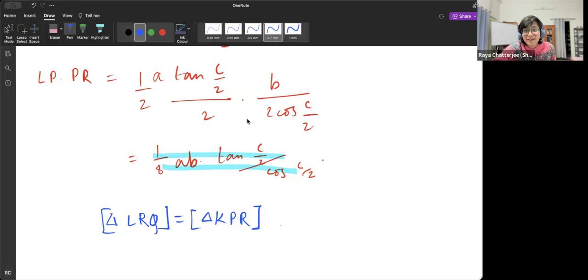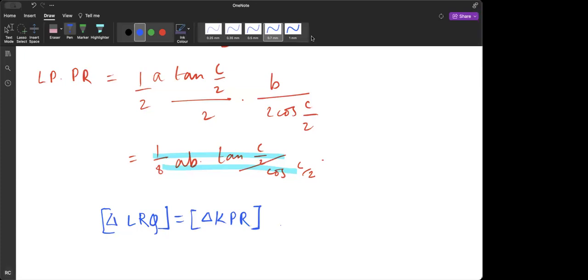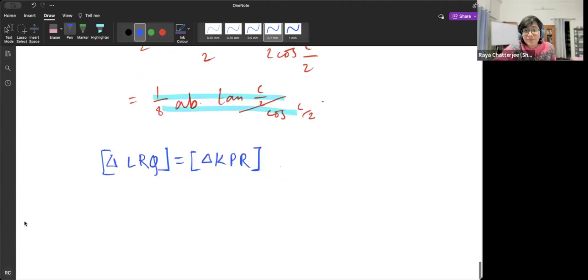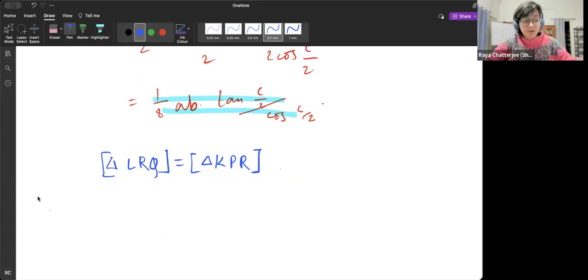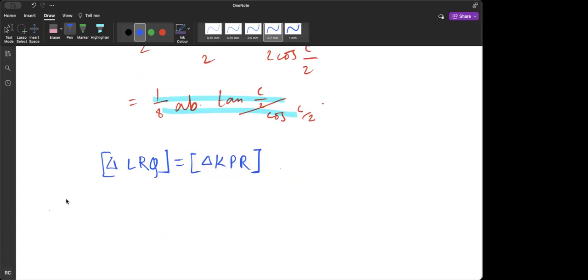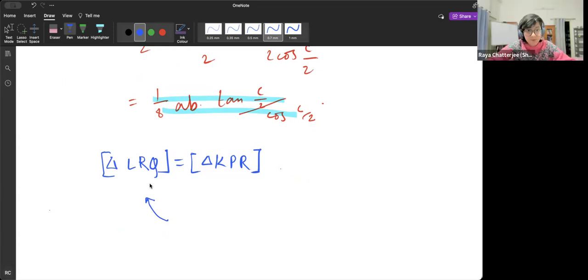It's just triangle PRQ, but yeah, it works, like in the last relation. You're supposed to write triangle LRQ area is equal to triangle KRQ. You made an error while writing. Did I write that? Oh, right. Sorry. I'm so sorry.